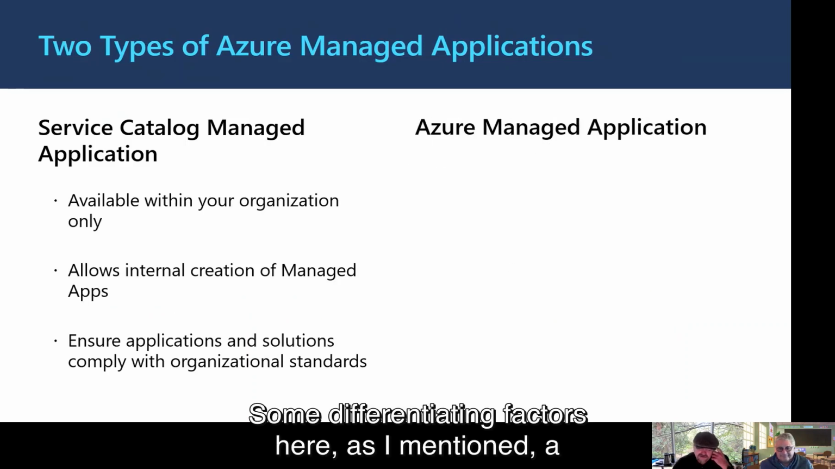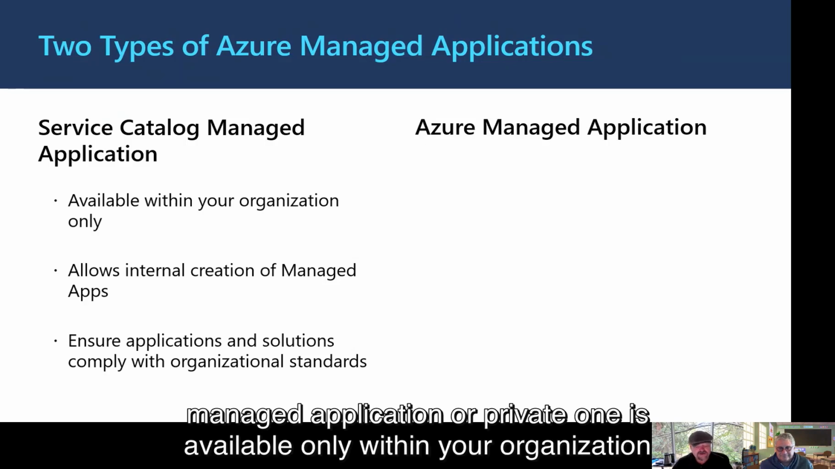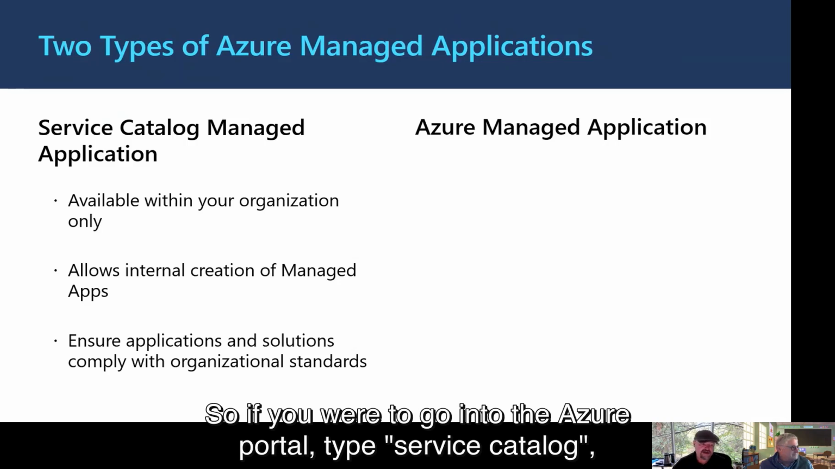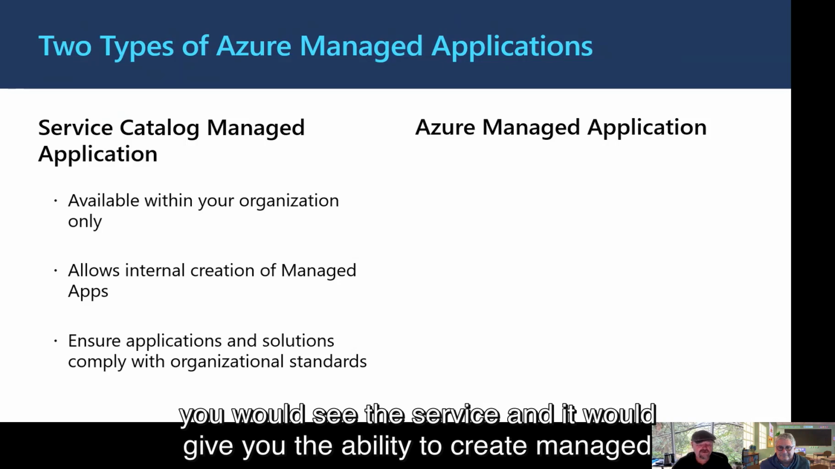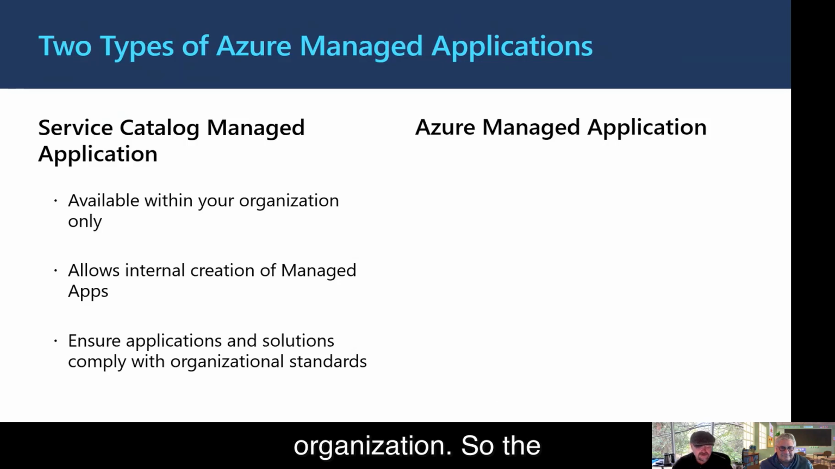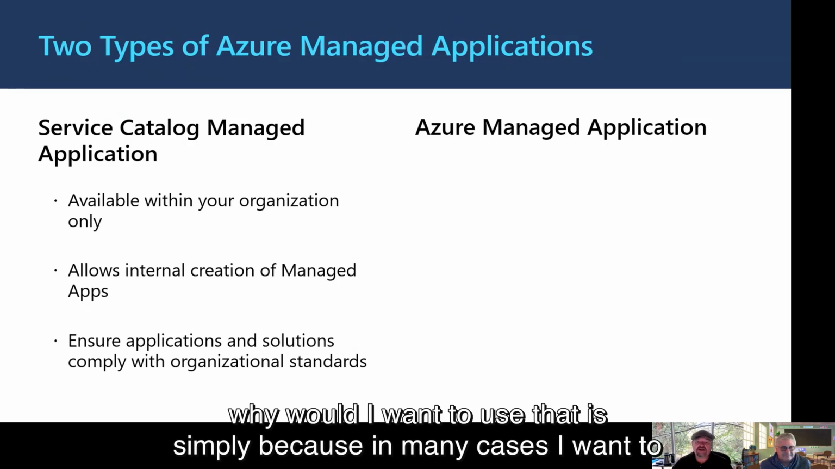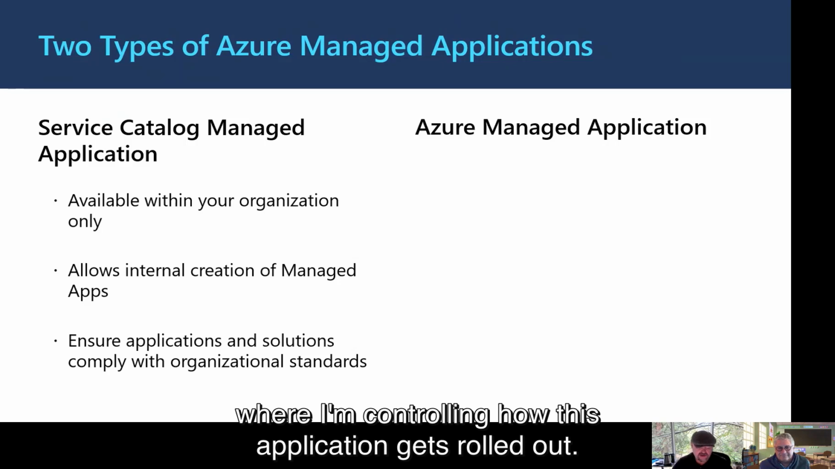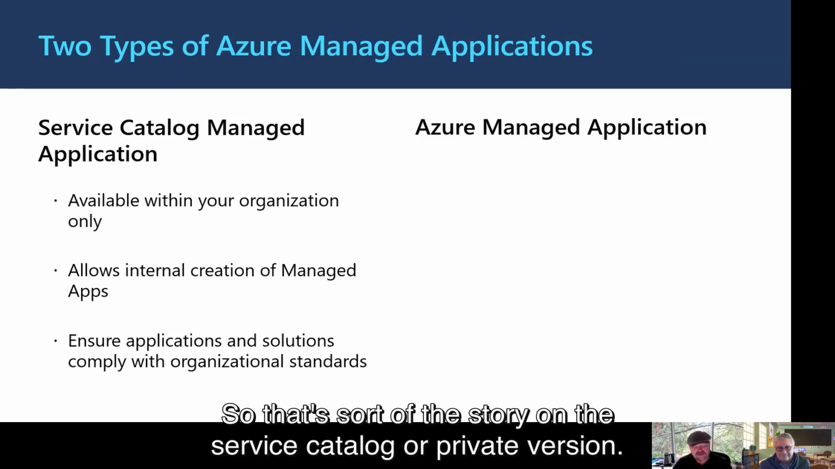Some differentiating factors here. As I mentioned, a private managed application is available only within your organization, and it's made available through something called a service catalog. If you were to go into the Azure portal and type service catalog, you would see the service, and it would give you the ability to create managed applications for deployment within your own organization. The bottom line with the internal one, why would I want to use that, is simply because in many cases I want to institutionalize some policy where I'm controlling how this application gets rolled out. So that's the story on the service catalog or private version.